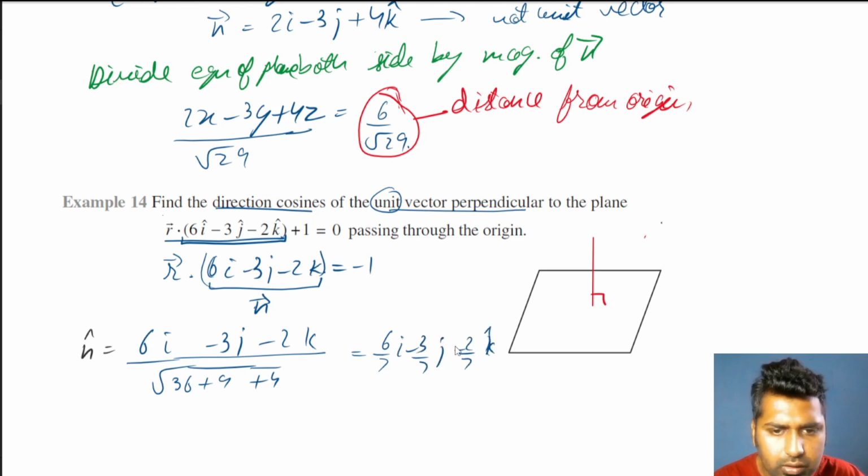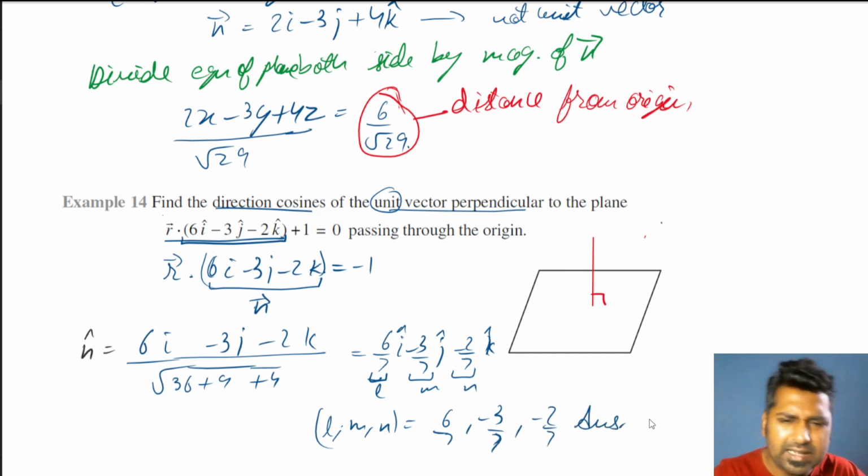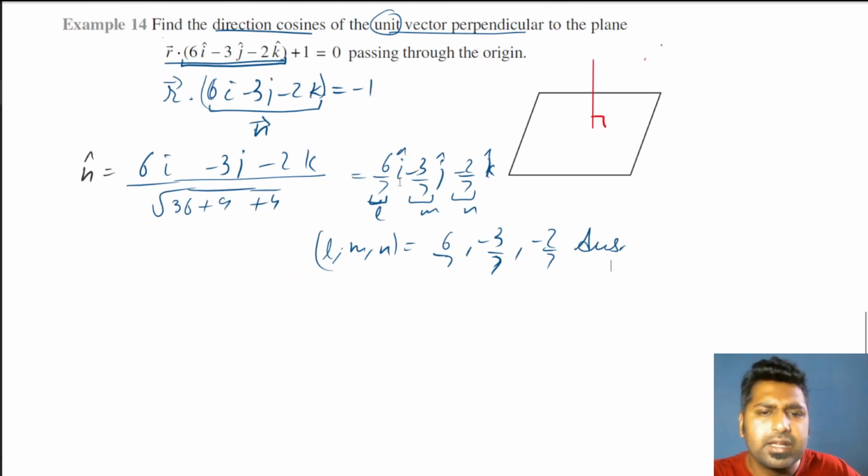But you should know how the answer would be written. Since it's asking for direction cosines, they will be written like l, m, n. So this is l, this is m, this is n. The answer will be written as l comma m comma n, that's 6 by 7 comma minus 3 by 7 comma minus 2 by 7. So the representation of the answer is slightly different. Basically, if you put ijk, that's a vector. If you don't, that's your cosine.